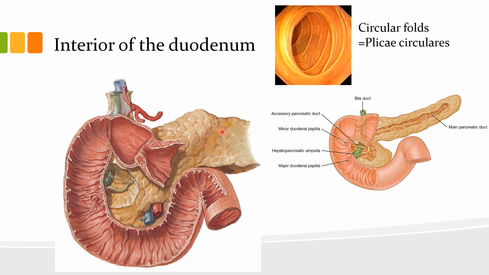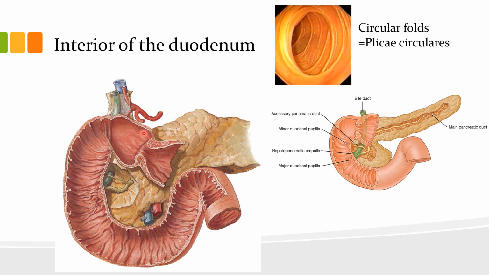If we look at the inside of the duodenum, first of all we see that the mucosa of the duodenum is thrown into circular folds. These circular folds have a name in anatomy: the plicae circularis. The first part of the duodenum is usually smooth, and does not have these circular folds.